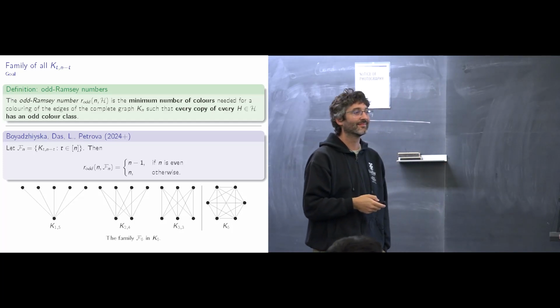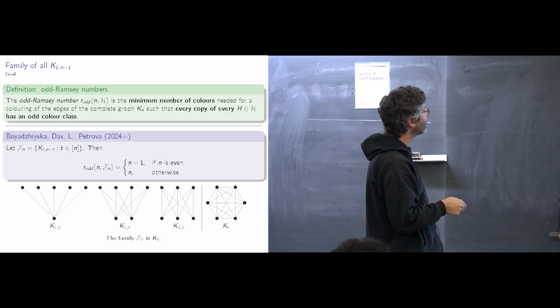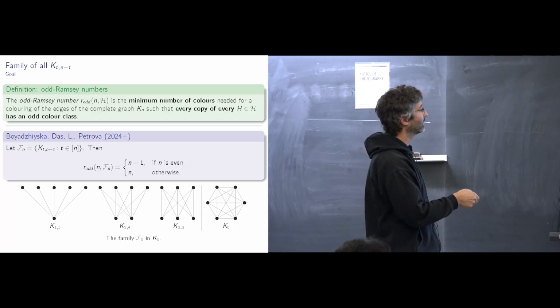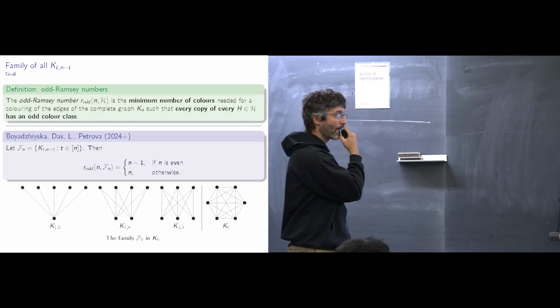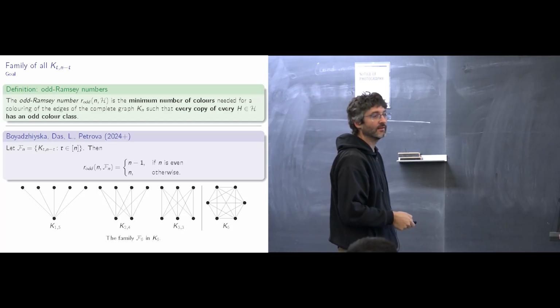Is it n minus t or 2n minus t? Sorry? In that one, we are looking in Kn. Sorry, in Kn. Yeah, that would be in Kn.